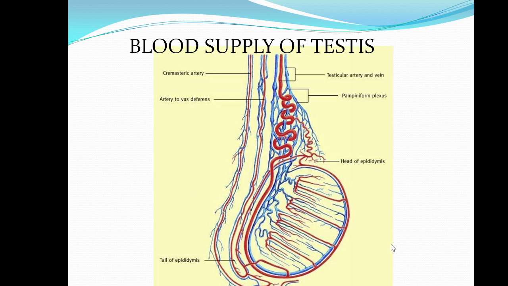Here in this diagram you can see the blood supply of the testis. This is the testicular artery, early coiled, and this divides into medial and lateral branches. They pierce the tunica albuginea, and they run on the sides and form the tunica vasculosa.